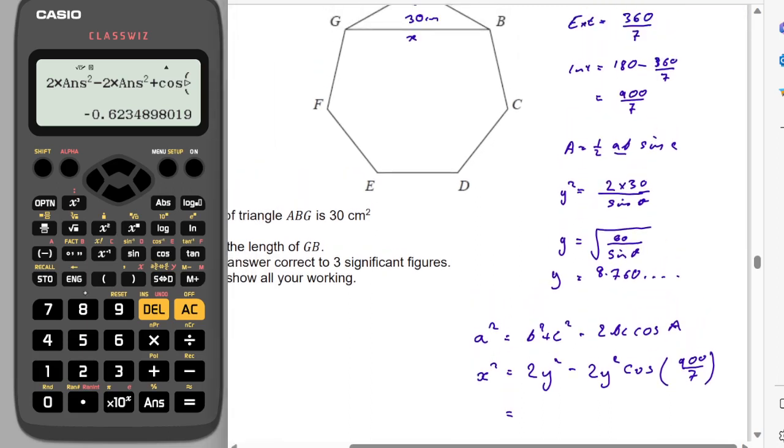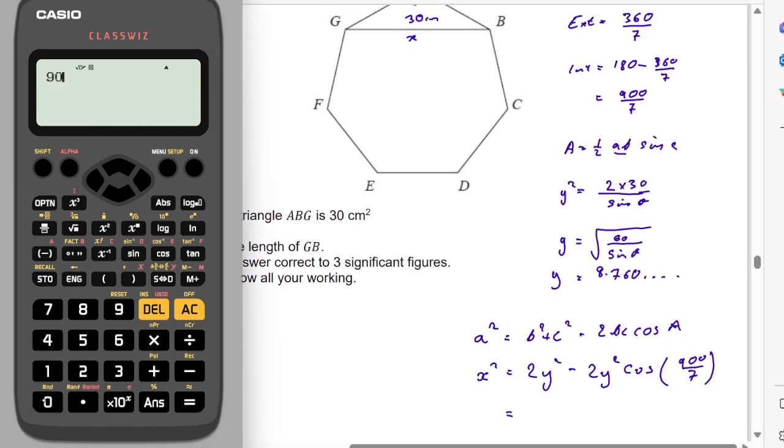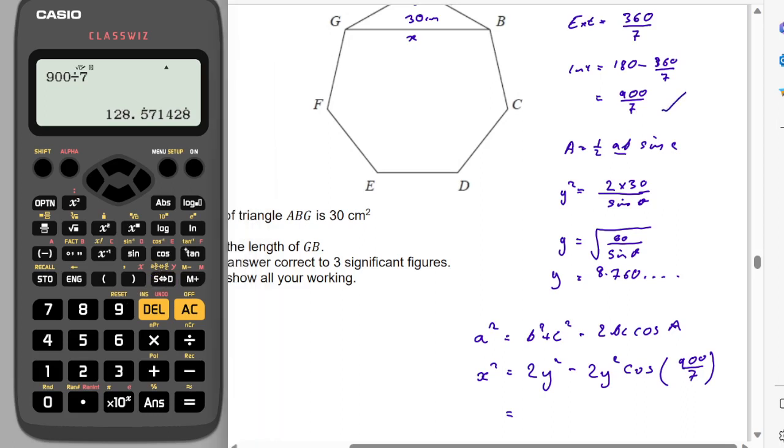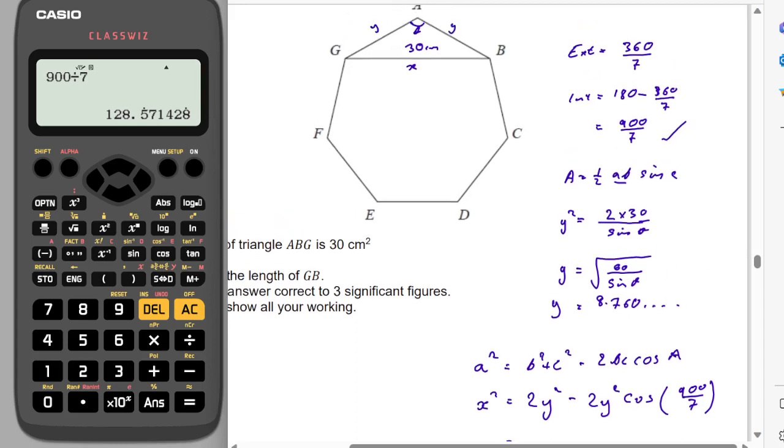So definitely agree with that. 900 divided by 7, 128.57. I'm happy with that. So there's nothing wrong with going through your answer and just checking that you're happy with bits and pieces. So the area is half AB sine C, which is in this case half y times y, so this could be it.